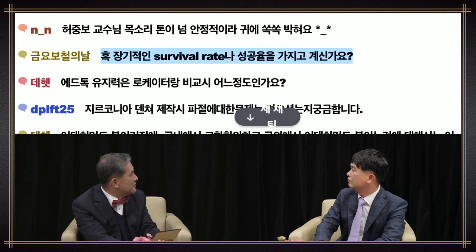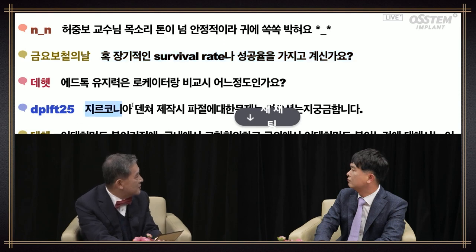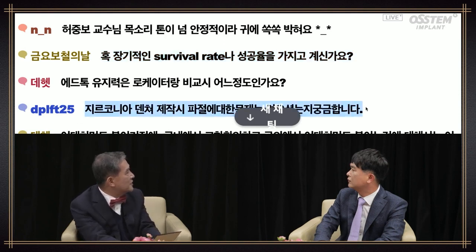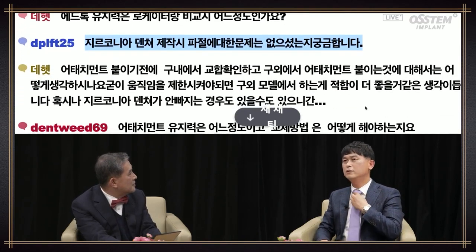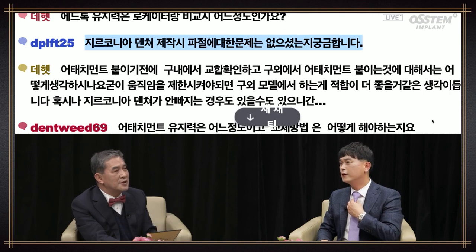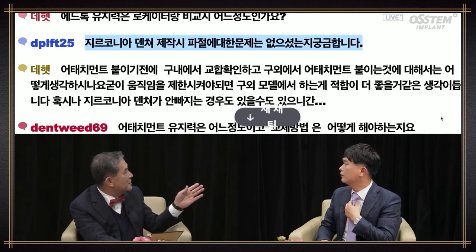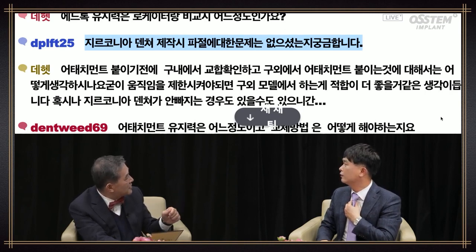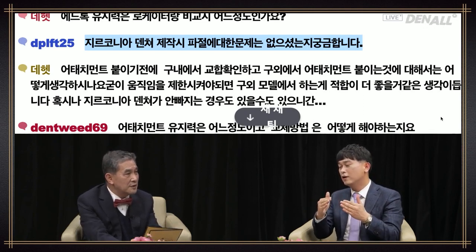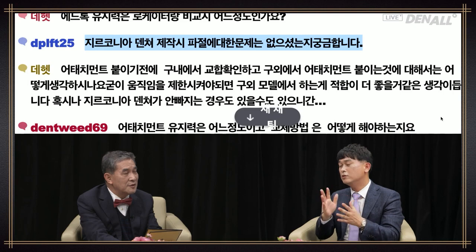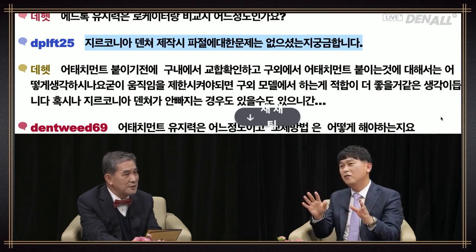How do you deal with the fracture during the fabrication of a zirconia denture? Fracture during fabrication? I believe the problem is fracture during milling. If a certain area is very thin, it can fracture. But if it is 1 millimeter or thicker, it'll be okay.